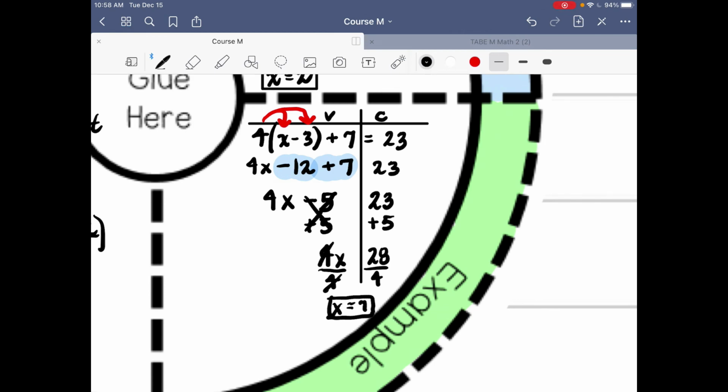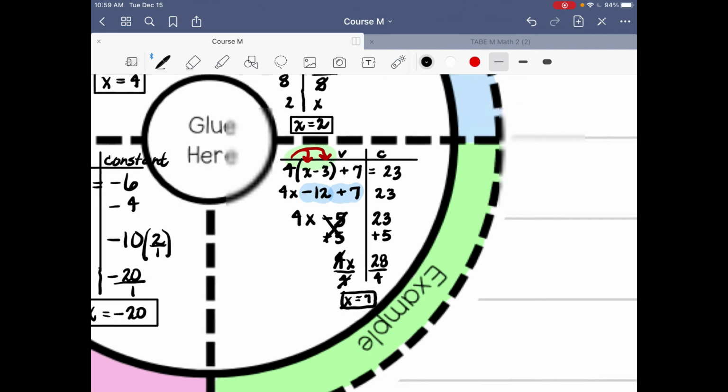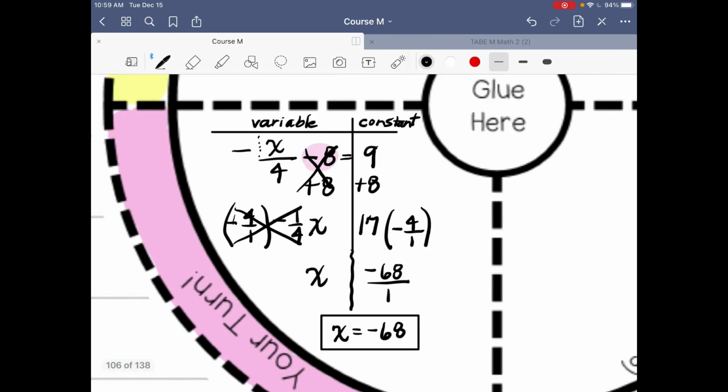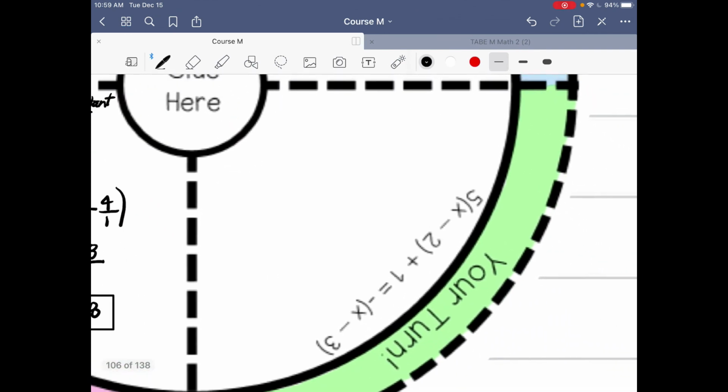So the step we're adding is that distribution right in here. This part is the new part. Okay. Let's look at another one of these up on your turn. Right here. And let me get rid of this one and write in my new one.